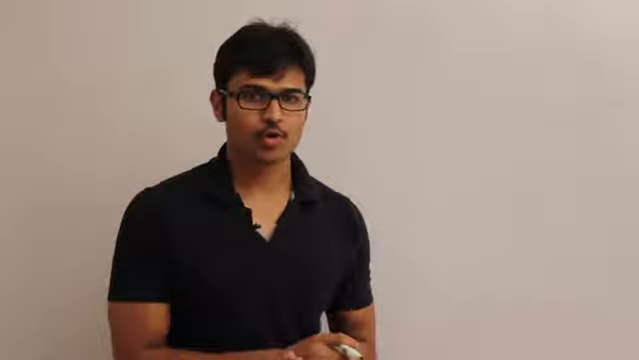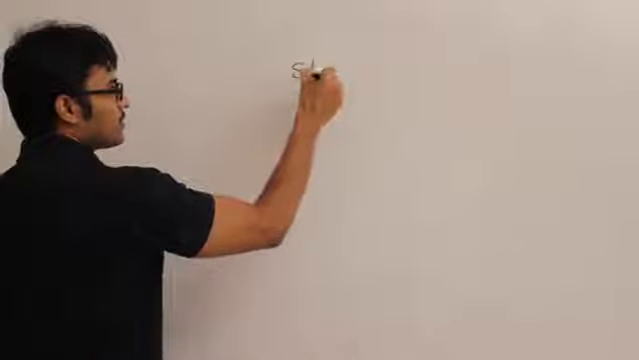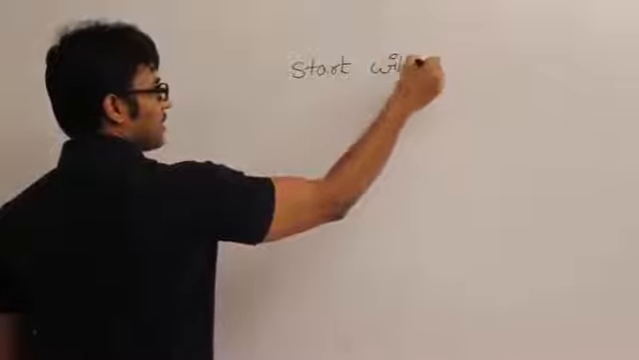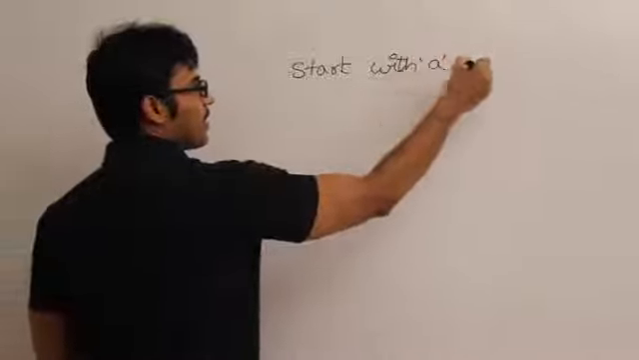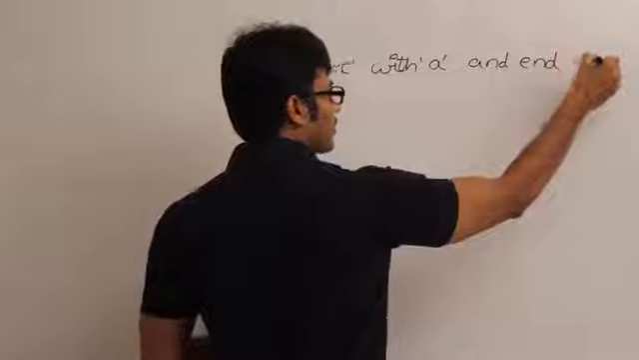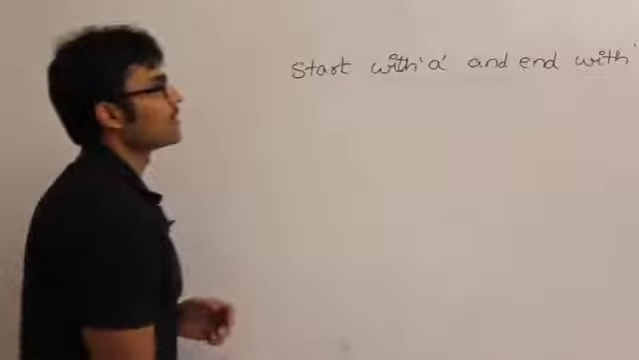Now let's try to concatenate two problems. Concatenation is nothing but taking the first one and then adding the next one. So let us say strings should start with A and end with B, starting with A and ending with B, right?